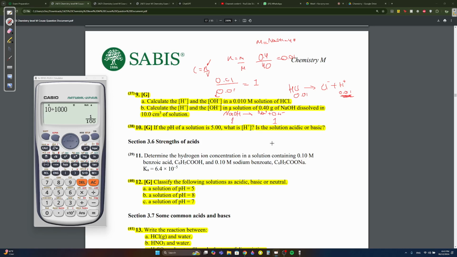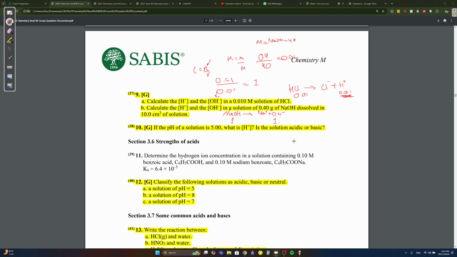To get the concentration of H plus from OH minus, you do 10 to the minus 14 divided by 1, and you get 10 to the minus 14 for H plus. If the pH of a solution is 5, what is the H plus? The concentration of H plus is equal to 10 to the power of negative pH, so 10 to the power of negative 5.